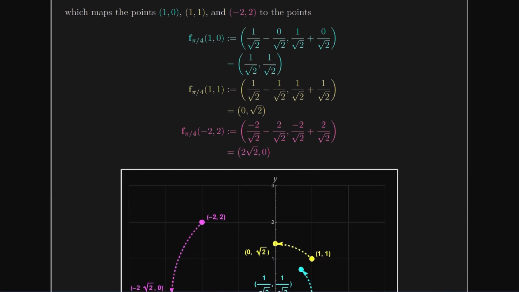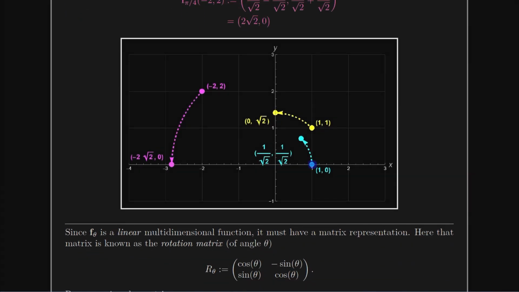I've gone through and computed the outputs of 1, 0. That happens to be 1 over root 2, 1 over root 2. The output of 1, 1 becomes 0, root 2, and the output of -2, 2 becomes -2 root 2, 0. And if we actually plot the input and the output on a single plane, you can see, yes, the input 1, 0 rotates counterclockwise 45 degrees to 1 over root 2, 1 over root 2. The input 1, 1 rotates counterclockwise 45 degrees to the output 0, root 2, and then the input -2, 2 rotates 45 degrees counterclockwise to -2 root 2 and 0. I do see I'm missing a negative sign up here.